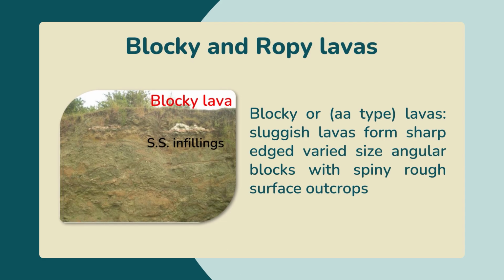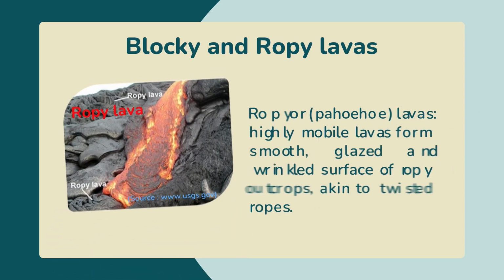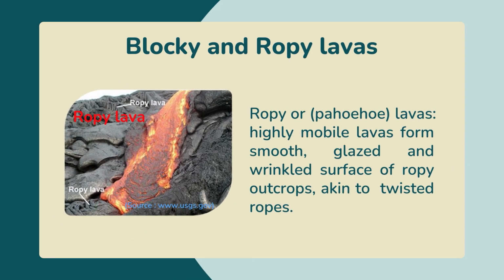Blocky or AA type lavas are basically sluggish lavas that form sharp edges and varied-size angular blocks with spiny, rough surface outcrops. The other variety is called ropey lava, or pahoehoe lava. They are highly mobile lavas that form smooth, glazed and wrinkled surfaces of ropey outcrops, akin to twisted ropes.